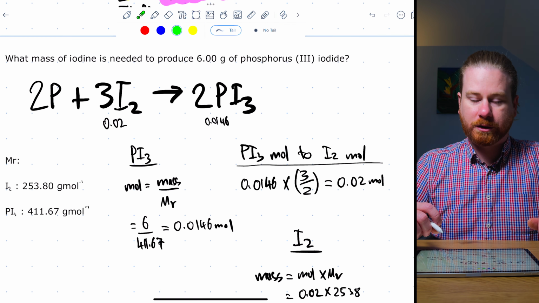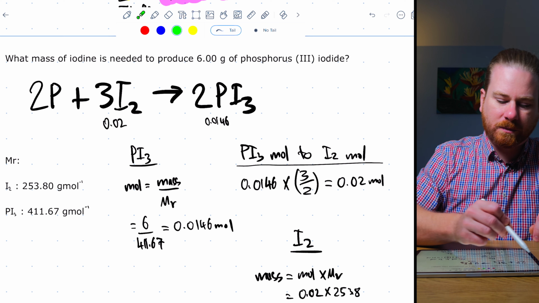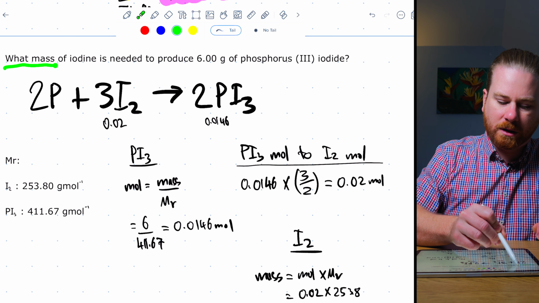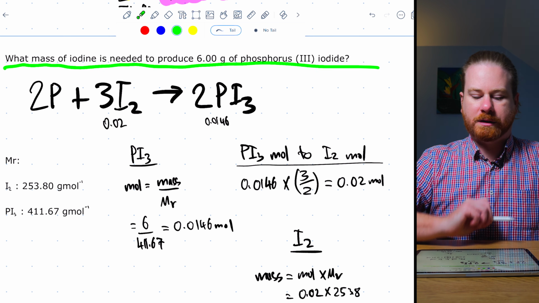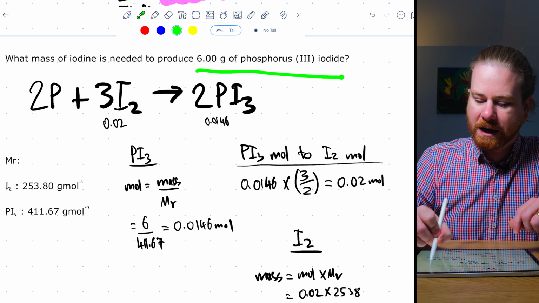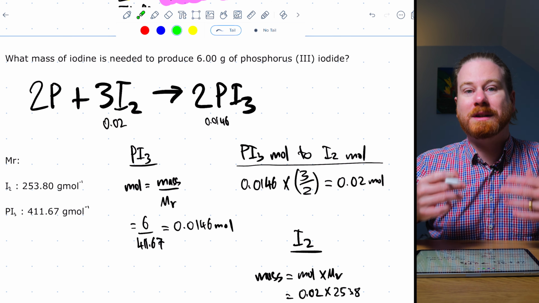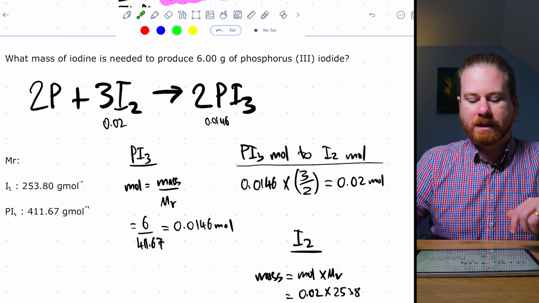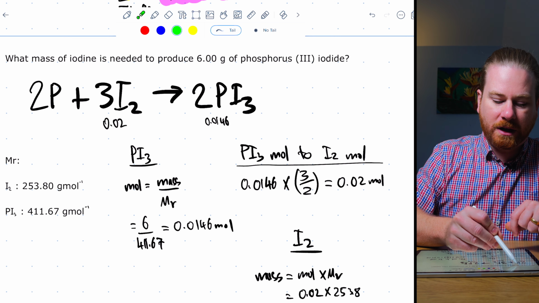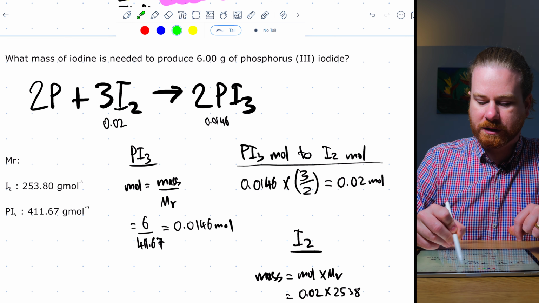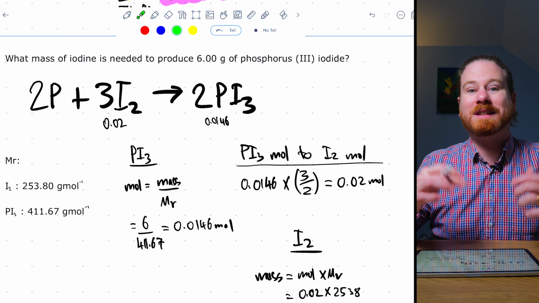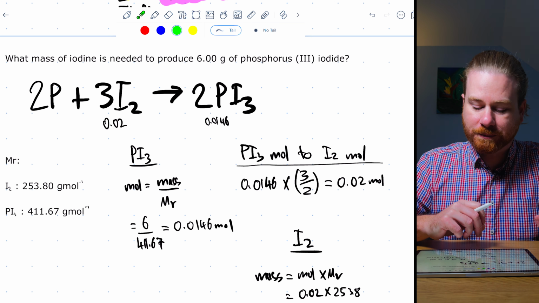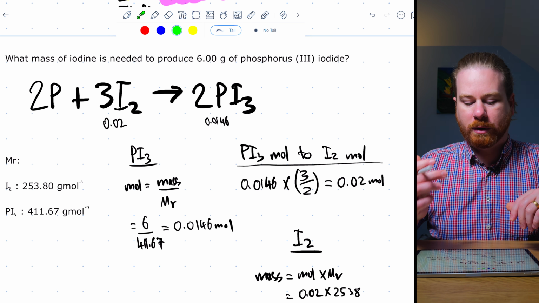Okay, so now on to our second and final example. With this example, we've got this question here, but we're going backwards. So we're starting off with the product. We want 6 grams of our product, which in this case is the phosphorus 3 iodide. And then from that, we're going back to seeing how much iodine we need to give us the product that we want. But the steps are still the same. We're still converting to moles and then going back from moles to a mass.